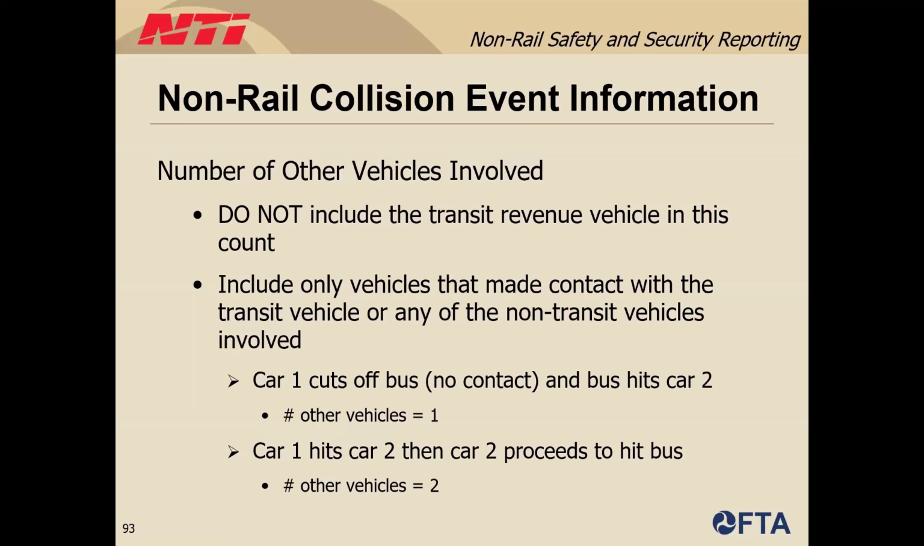If car 1 cuts off a bus, but no contact is made, and the bus goes on to hit car 2, the total number of other vehicles to report is 1, because only car 2 had contact with the bus. Another example is if car 1 hits a car 2, then car 2 hits the bus. The number of other vehicles to report is 2. Again, both car 1 and car 2 made contact.